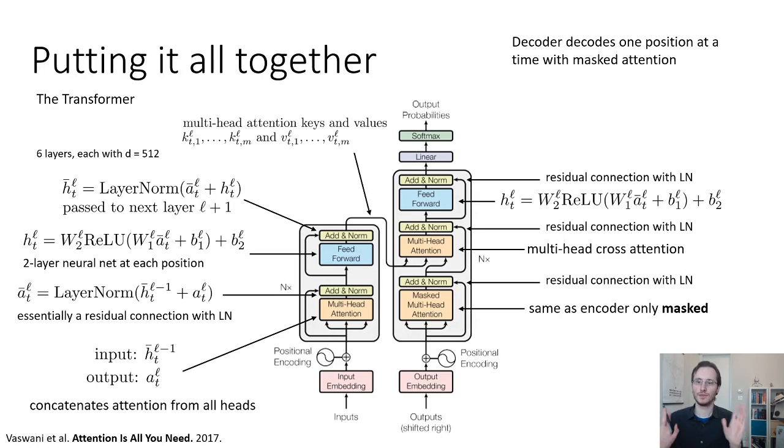Okay, so that's the summary of the full transformer model. It is a sequence-to-sequence model with alternating self-attention and feed-forward networks with add-on norm between them for the encoder, and then self-attention, cross-attention, feed-forward for the decoder.